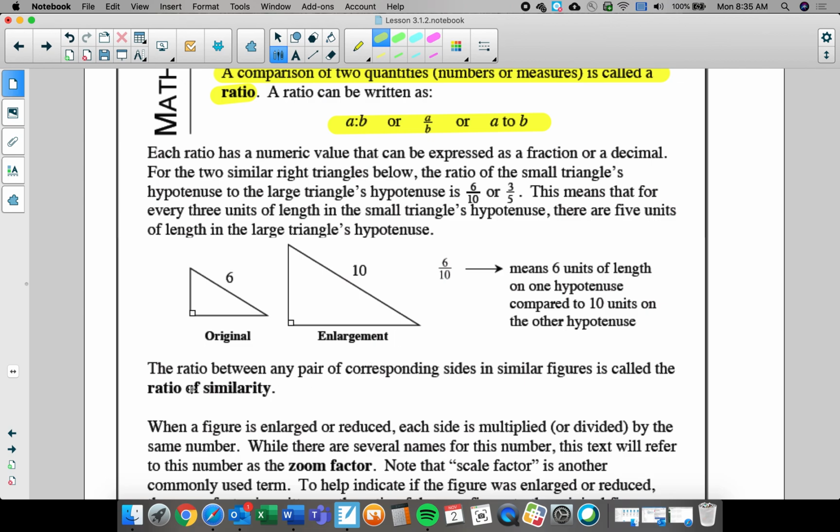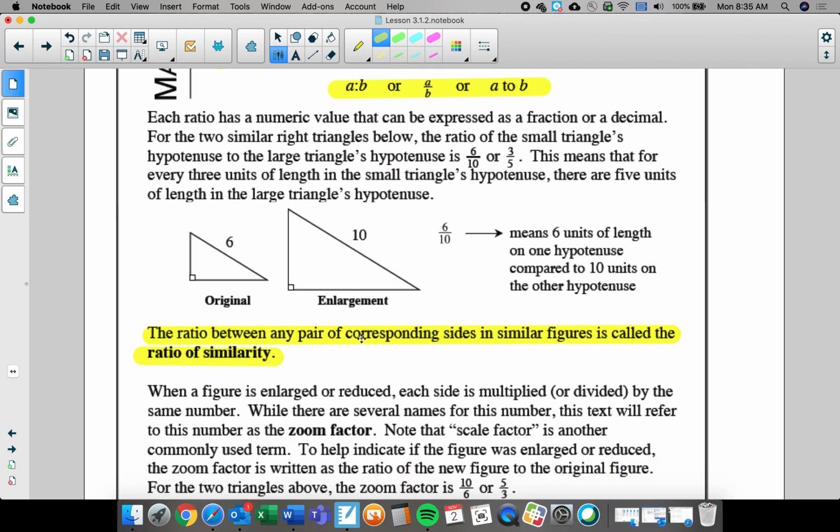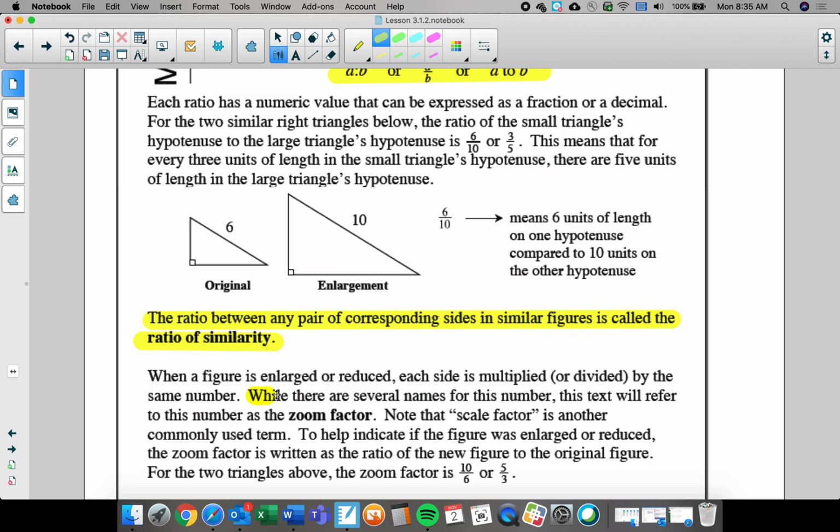They talk about ratios of similarity between corresponding sides in a similar figure. I'm going to kind of highlight that as well. That is called the ratio of similarity or the zoom factor. Okay. So again, right here, there are several names for that number. This text is going to call it the zoom factor. The scale factor is another commonly used term.